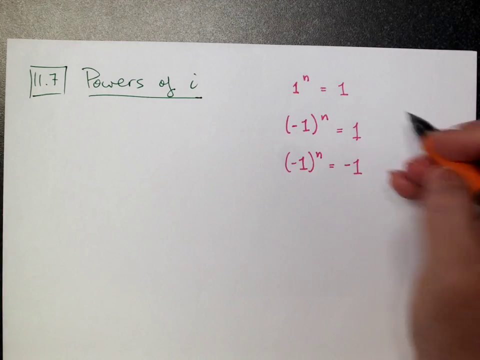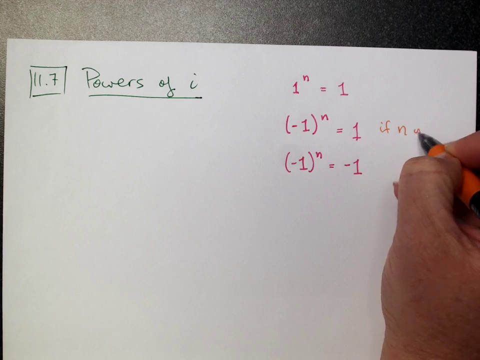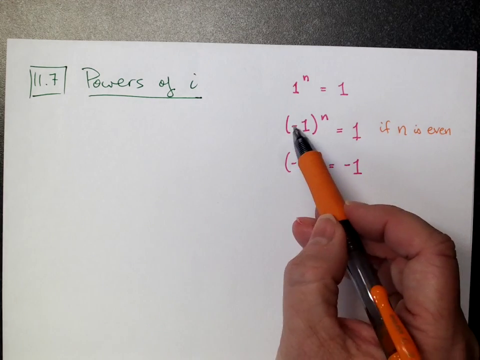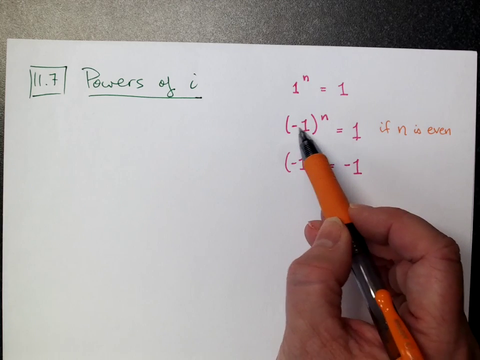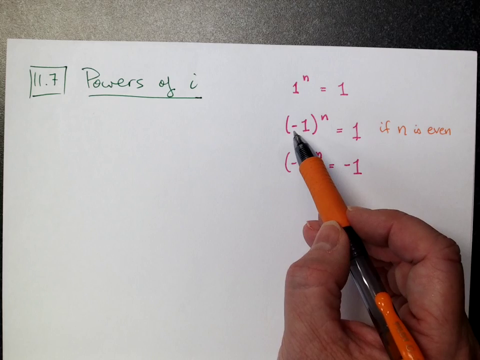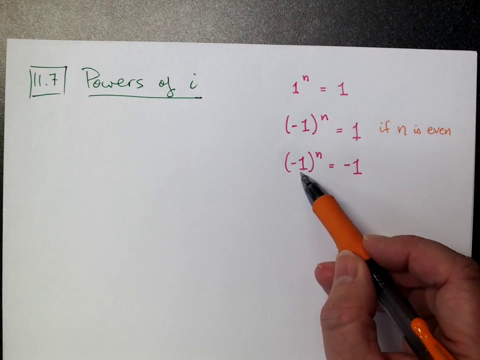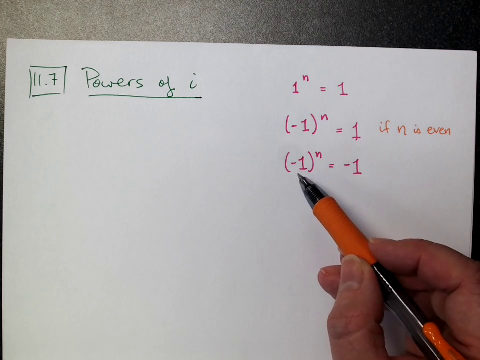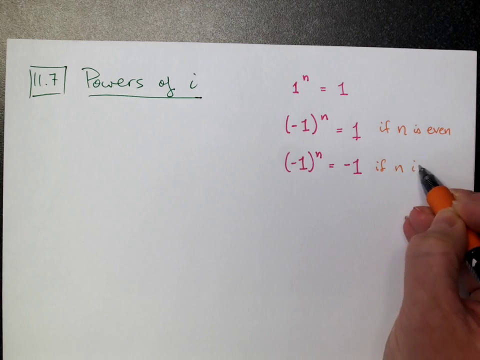So this is true if n is even. Because that means -1 is a factor how many times? If it's a factor an even number of times, then all those negatives will cancel out and become positive. However, if -1 is a factor an odd number of times, then all the pairs of -1s will cancel out, but then you'll have an extra one, and it makes it negative. So if n is odd.